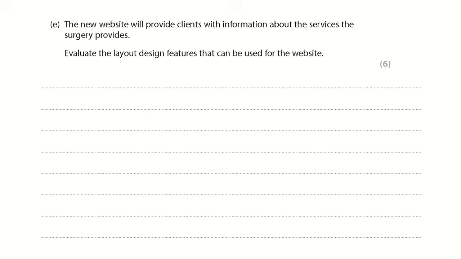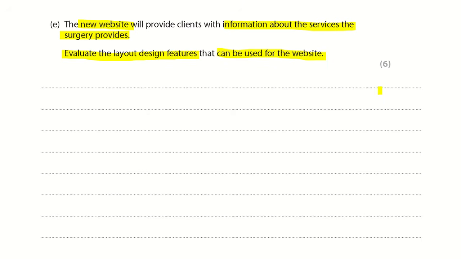And our last one is our evaluate question. So we've got the new website is going to provide clients with information about the services the surgery provides. We've got to evaluate the layout design features that can be used for the website. So this one is going back to your PSA on user interfaces, getting you to think about design features. It is an evaluate question.